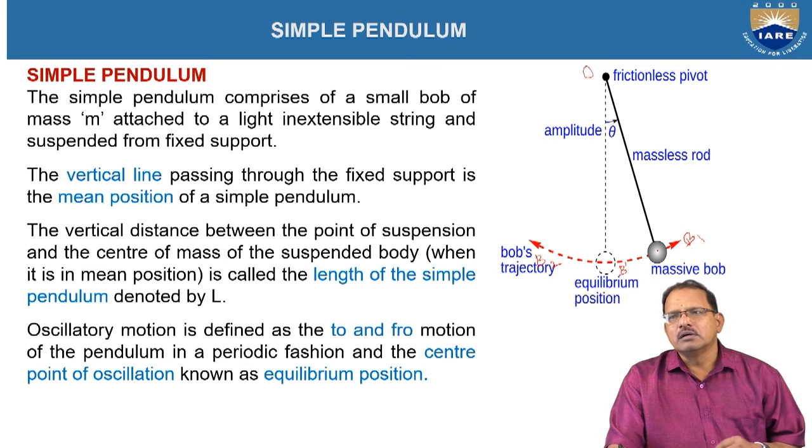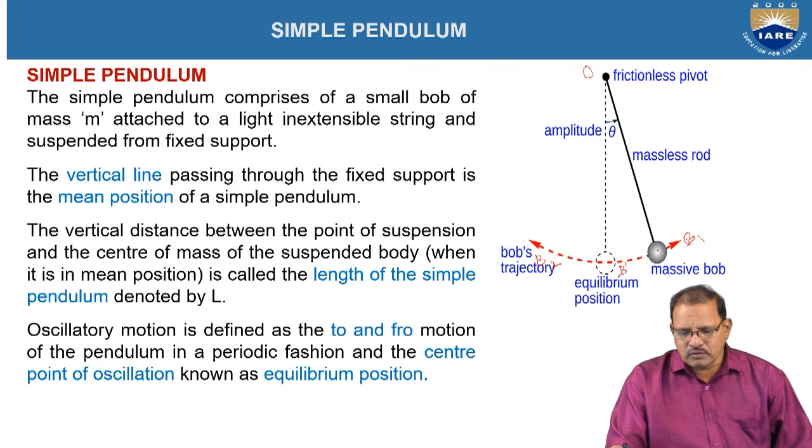Let, when the bob is at B1 position, theta be representing the inclination of the string with the equilibrium position, and the path which is represented here, B1, B and B2, is called the bob's trajectory.